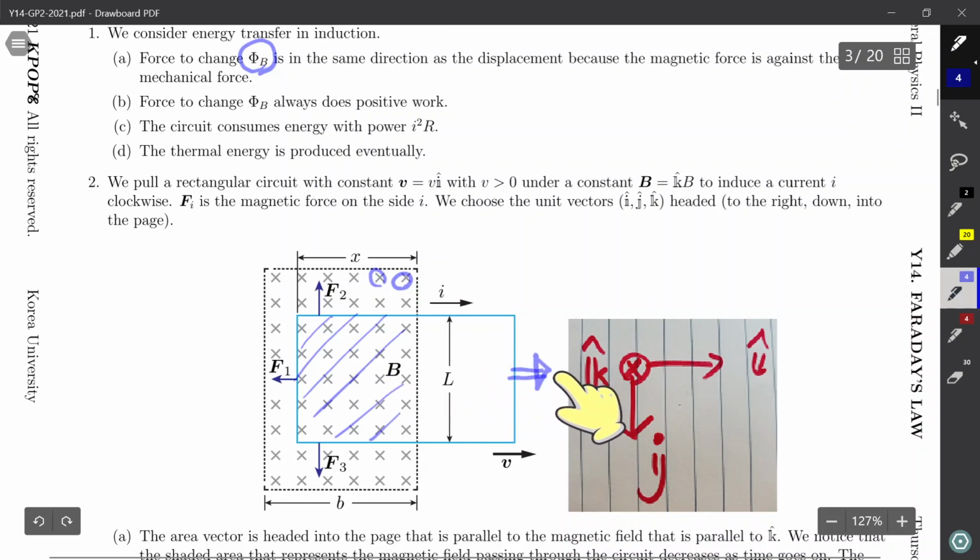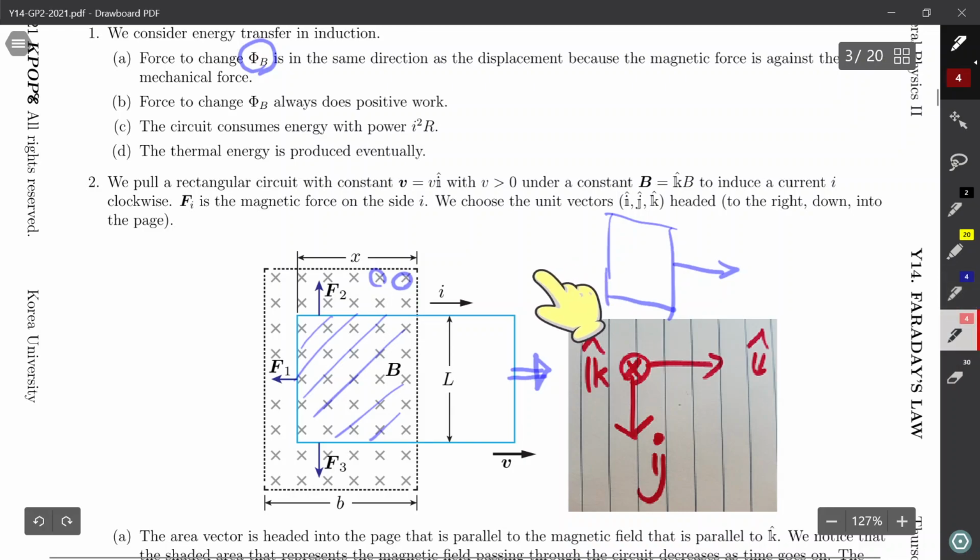So if you move this, the circuit is moving, and the magnetic field is coming in, but the amount of magnetic flux is changing. That means the north pole is moving away, so you have to generate a south pole here. In order to make a south pole, you have to make the induced current flow in the clockwise direction. So the induced current is along this direction.